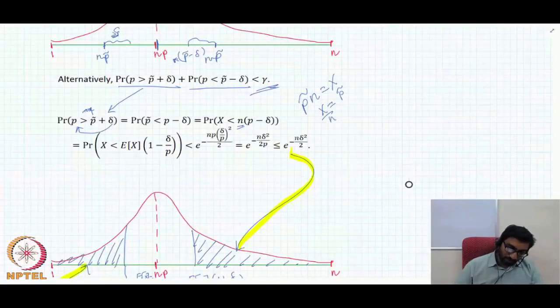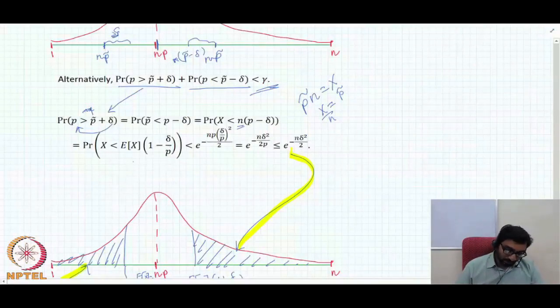Okay, so now we're close to applying the Chernoff bound. Recall that n times p is E of X. So if you pull out the p from within here, you're going to get E of X times 1 minus delta divided by p. And now we're ready to apply the Chernoff bound, because now what we have is the probability that the binomial random variable is less than its expected value times 1 minus some quantity.